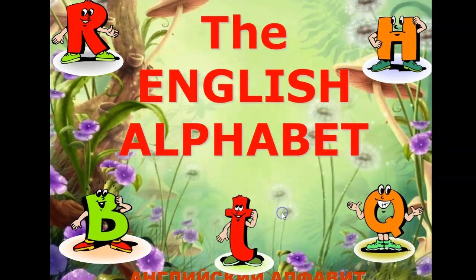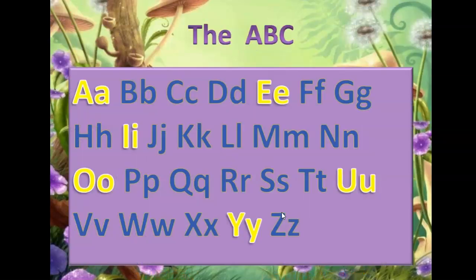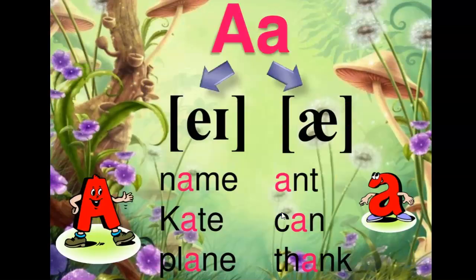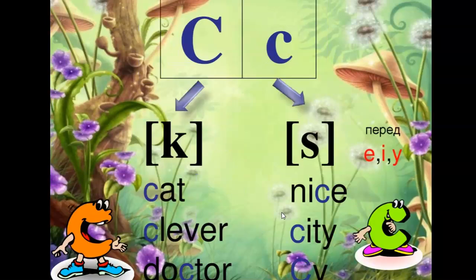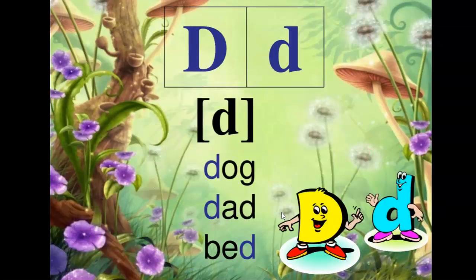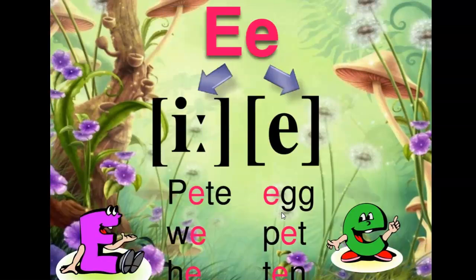So, let's continue about the English alphabet. A will be A and M. Name, for example: Kate, plane, ant, can, and sink. B is a consonant, for example: bet, bake, big. C also will be a consonant, K: cat, clever, doctor. S: nice, city. D: dog, dad, bet. It's also a consonant.